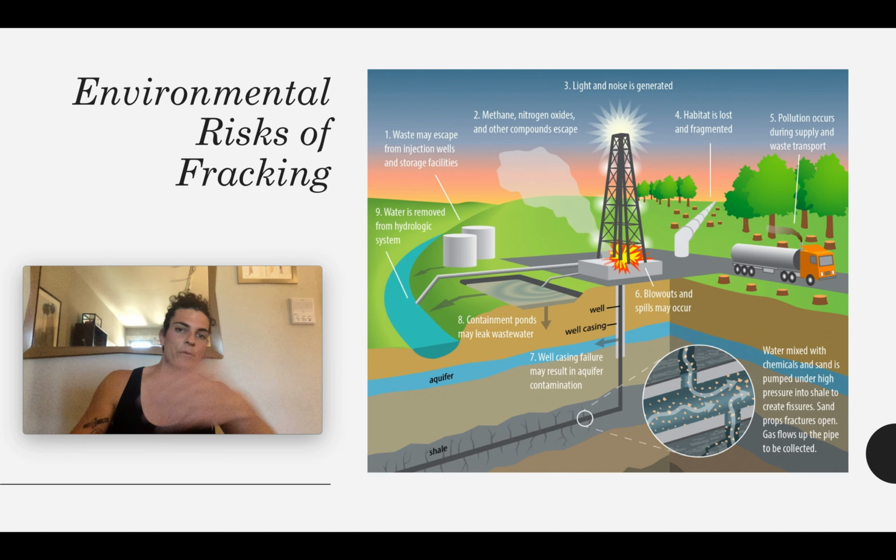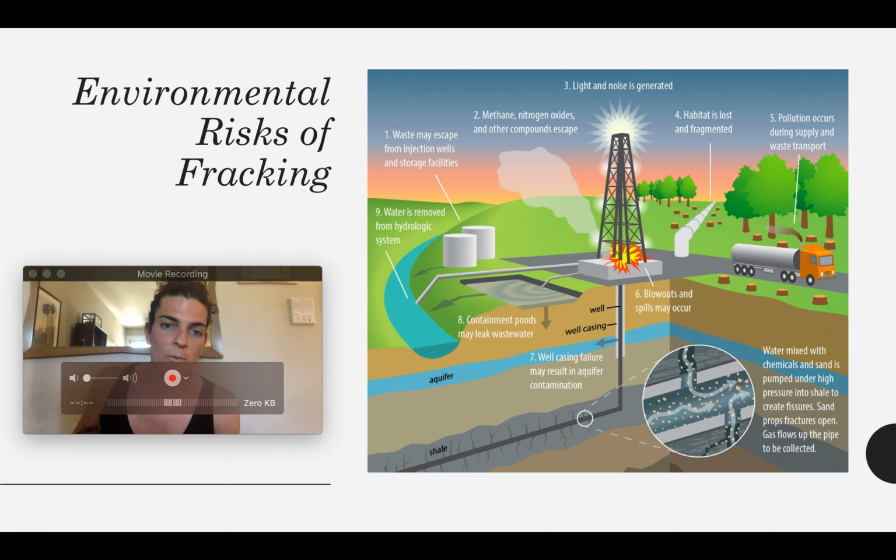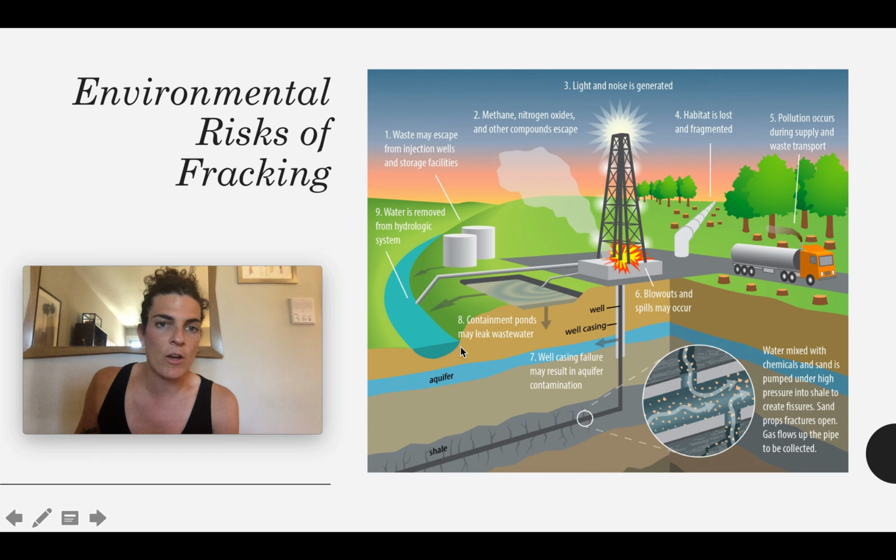All right, so let's just go through this infographic here. I think it's a good one. So what are some ways that fracking can become an environmental disaster? One, wastewater can escape from the injection wells and the storage facilities. And that wastewater is full of hundreds to thousands of chemicals, where it can wreak havoc on aquifers, underground water, right, where we get our drinking water and our irrigation water, or on streams themselves.